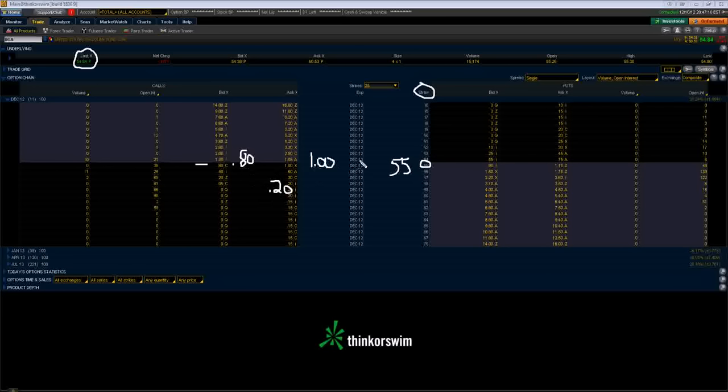Now this is at the money. If we go deeper in the money, let's go down to 45 right here. Look at this one. We've got a bid of $9 and an ask of $11. That's a pretty wide spread, isn't it? That's a $2 spread, which is 10 times greater than the spread at the money. And this is a 45. I went 10 strikes in the money, and look at how wide it went.